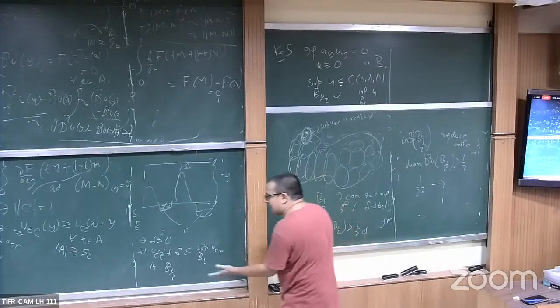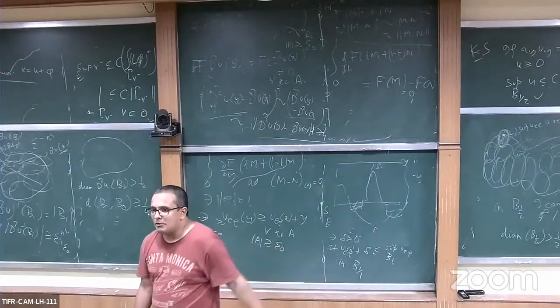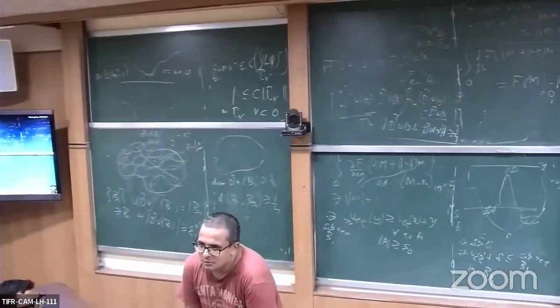Because as soon as the diameter is bigger than half, I can keep repeating all this argument. Okay. So this is the proof of the fact that D square u is in C alpha, and I have no time to do anything else.